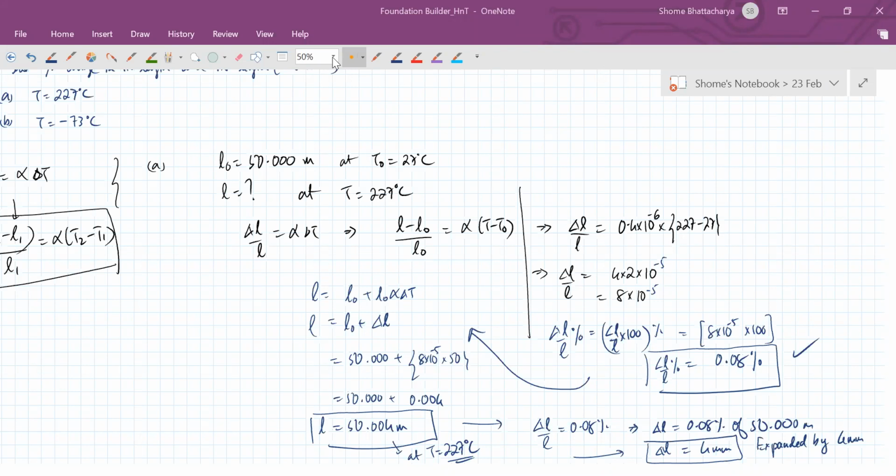For example, the pendulum of a clock, of a mechanical clock, its precision depends on its length. So the length changes by even a small percentage. The clock will start to lose or gain time. So over a period of one day or several cycles, it will lose a significant amount of time.